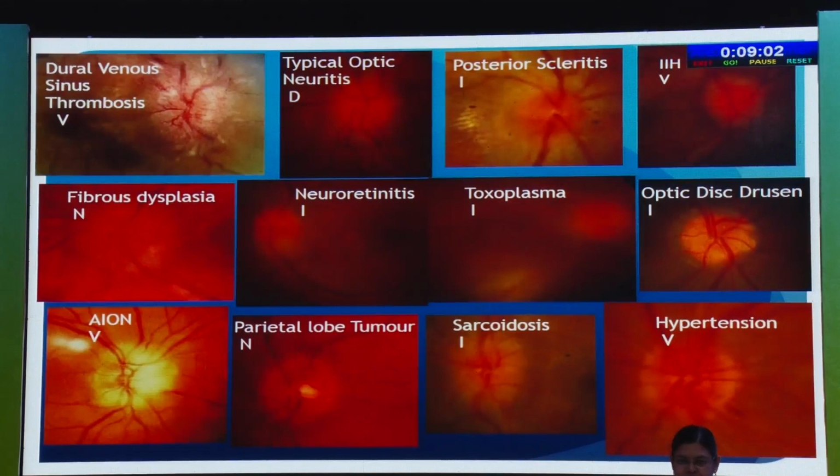And if you see the pictures I showed you earlier, you can see here inherited, inflammation, infection, vascular, neoplastic. So all the different etiologies are listed here, degenerative. All the different etiologies can present to us, and we need to narrow them down.